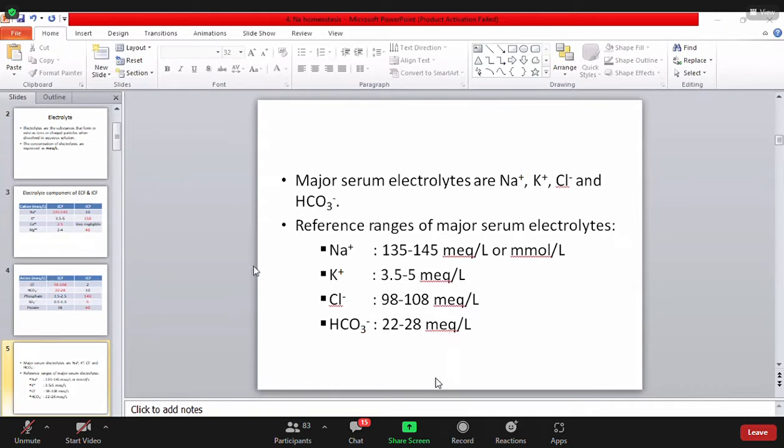You have to know these values very well, because these are frequently asked questions in your viva exam and also for written. What are the major serum electrolytes and what are their normal values or reference ranges? Okay.